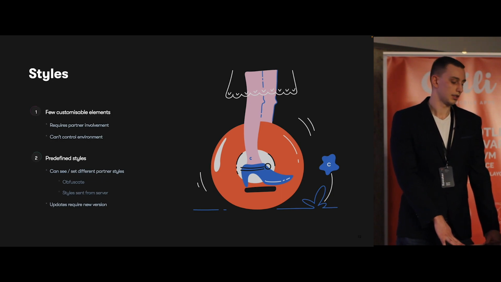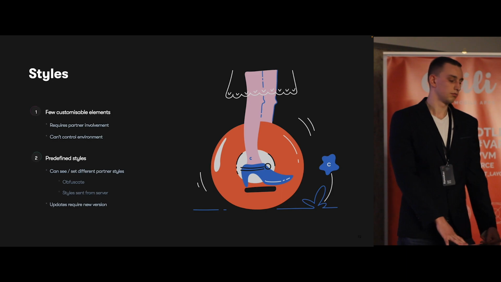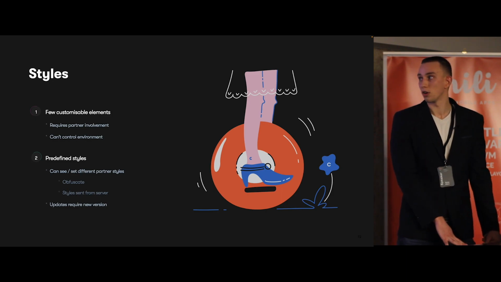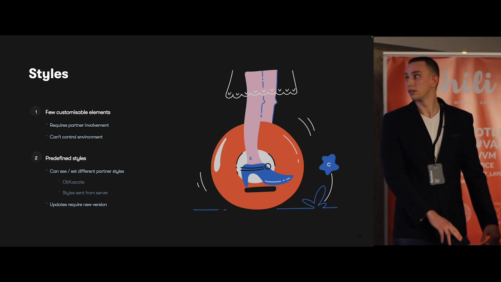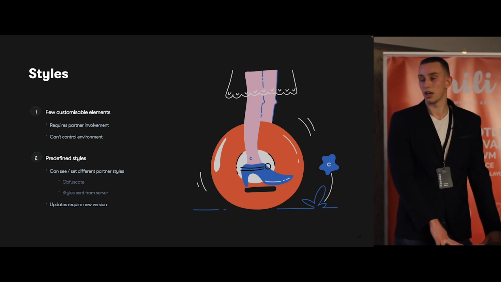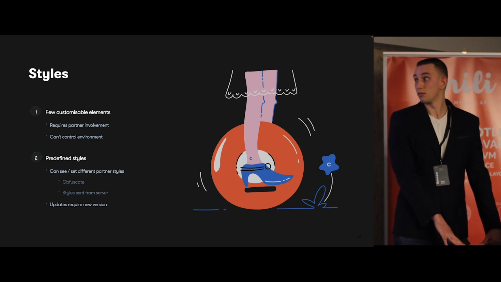What I mean by that is basically we had a settable logo. And as you know, there are different kinds of logos. Some are stretched, some are squared. And basically partners came with complaints: "Hey, why does my logo look awful in your SDK?" So basically what we did, we had predefined styles.